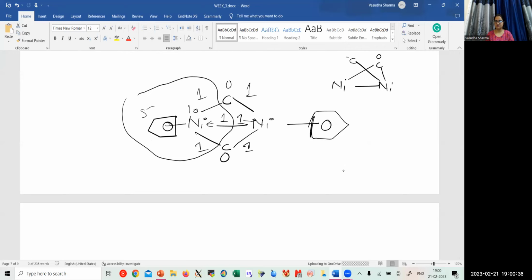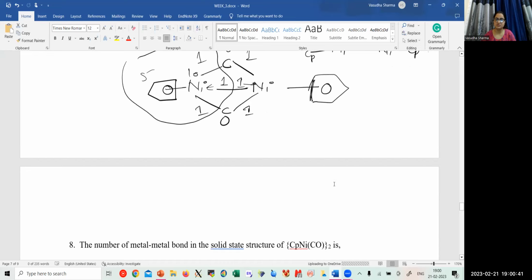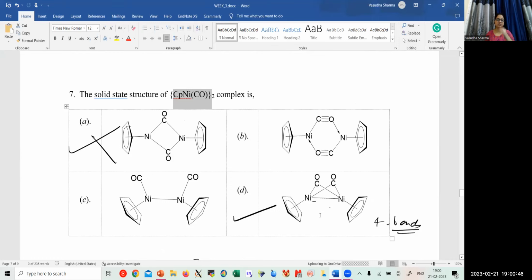Both are fine. So this is how we calculate the solid state structure. We can eliminate two options. The first can't be the option, and B can't be the option, because there is no direct nickel-nickel bond. But we have calculated that a nickel-nickel bond exists, having a bond order of 1.